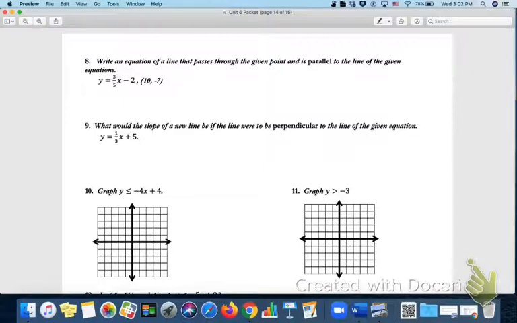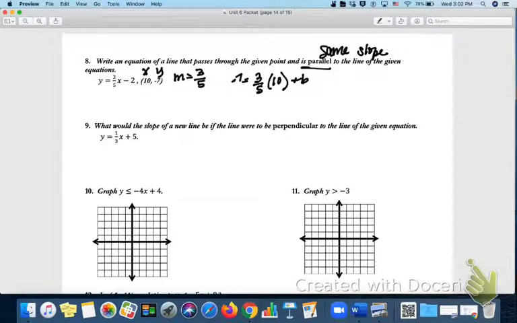Number 8, write an equation of a line that passes through the given point and is parallel to the line of the given equation. So we need to identify that our slope is 3/5. Then we need to make sure we understand that x is 10 and y is negative 7. We're going to plug that in and solve for a new y-intercept. So negative 7 equals 3/5 times 10 plus b.